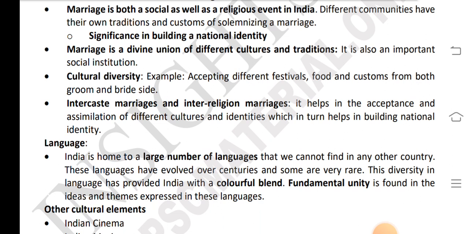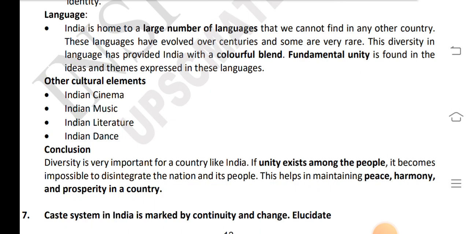Cultural diversities, for example, are accepted, and different festivals, food and customs from both the groom's and the bride's side. Intercaste marriages and inter-religious marriages help in the acceptance and assimilation of different cultures and identities, which in turn helps in building national identity.